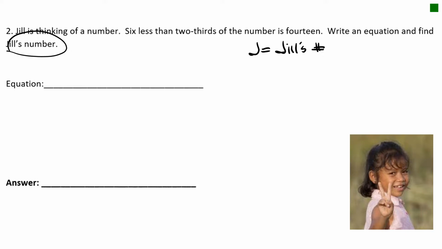I'm looking for the word is, remember. So Jill is thinking of a number. That just says she and Jack are playing a number game. 6 less than 2/3 of the number is, there's my is, get my left and my right. Again, lots of stuff, little. So put your is over here and it equals 14.